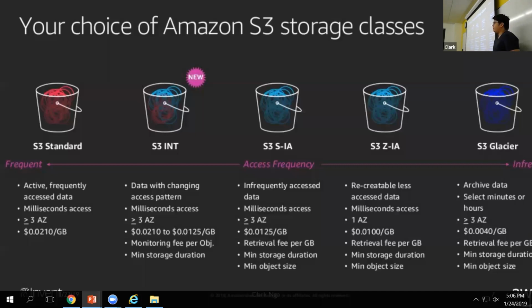And for Glacier, it will make sense to put things here like, let's say, one year of access for audits, right? You don't need to pull it up every month. You just need it, let's say, quarterly or every year. Go with this because you would have cheaper storage costs, but they will charge you per retrieval of the file, okay?